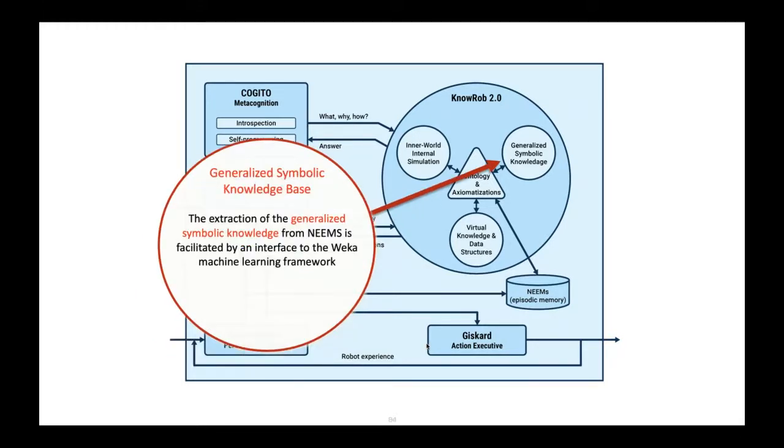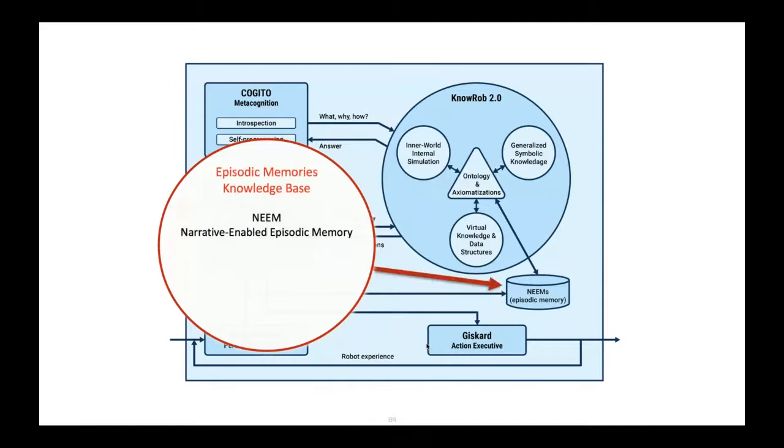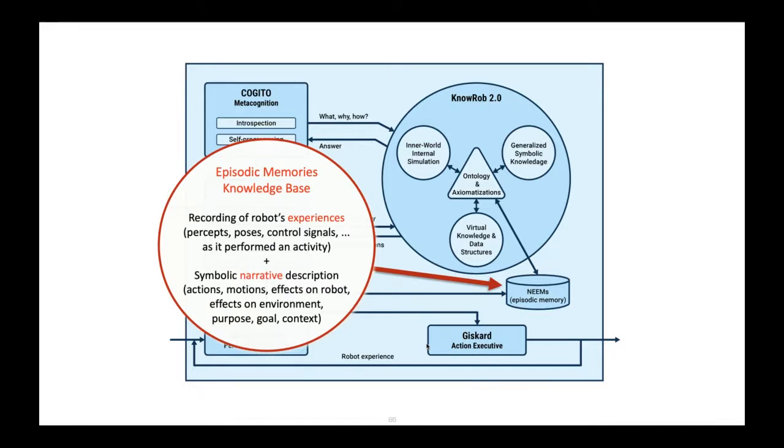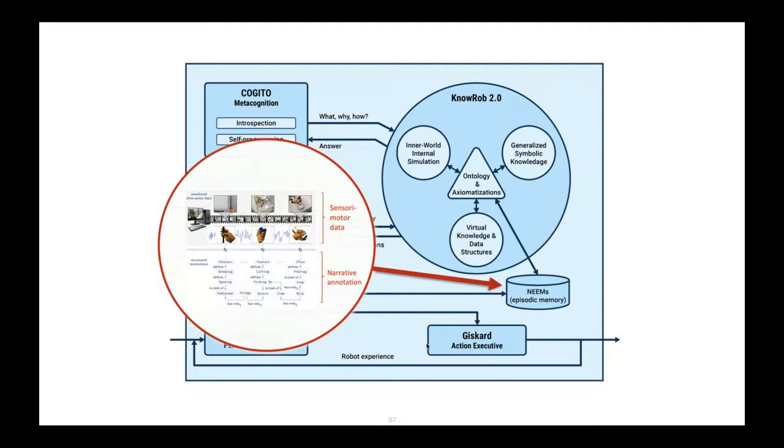There's a generalized symbolic knowledge base, which is a way of encapsulating in a general way knowledge based on experience from what are called nemes. Well, what's a neme? A neme, in CRAM speak, is a narrative-enabled episodic memory. Now, you already know what an episodic memory is. It's autobiographical memory. But in CRAM, there is a narrative which goes with it. So it's not just a recording of the robot's experiences, all its percepts, poses, and control signals as it performs a task, but also a symbolic language-based narration describing what that task is doing. So you have here your sensory motor data from your low-level sub-symbolic, and then your symbolic representation of what that episode is trying to accomplish. So your neme is a sub-symbolic and symbolic hybrid representation.